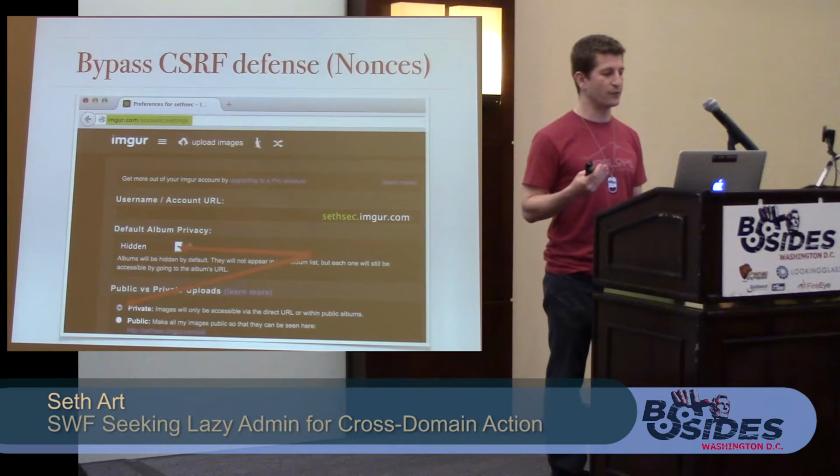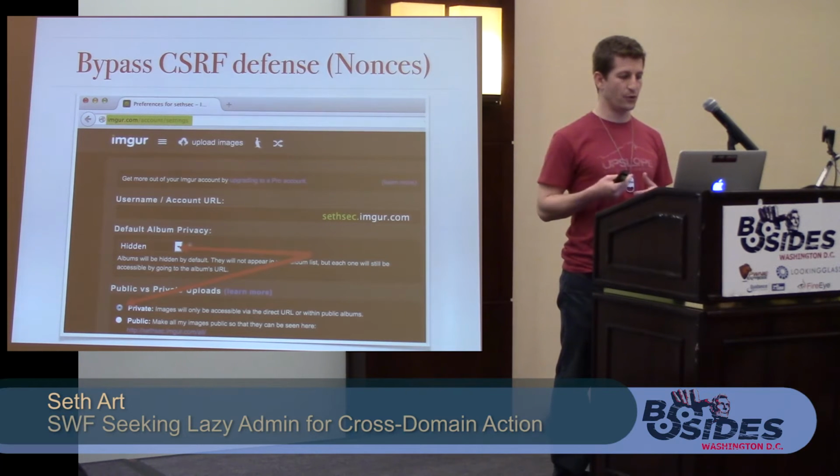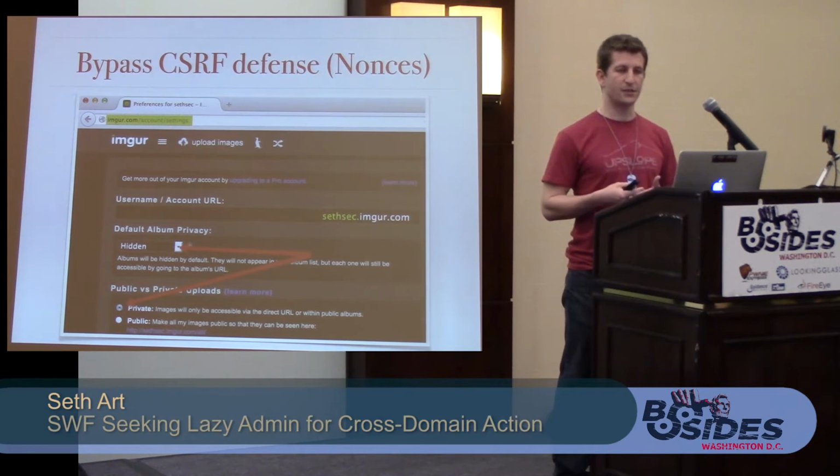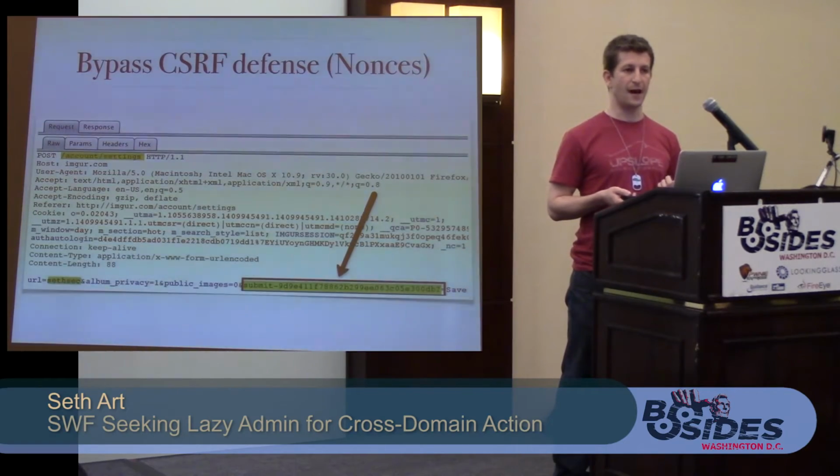To show you an example of that, Imager has the ability to have public pictures and private pictures. In this example, the user has all of their album settings set to private. What we're going to do is bypass the CSRF defense and make the victim change their album privacy settings to public. If the victim makes the request themselves, this is that request, and as you can see, highlighted in yellow with the arrow, that's the nonce. That's the unique token that the attacker normally has no way of knowing.